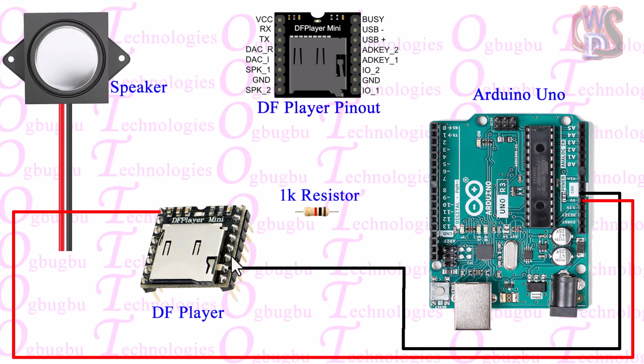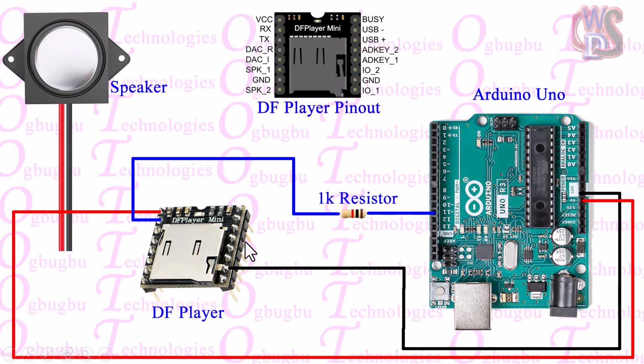Now the VCC line has been connected. This is the VCC line, as you can see, the first pin at the top. So after the VCC line is connected, the next one is the RX.